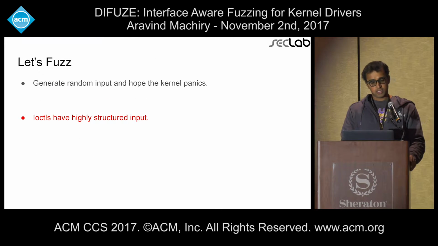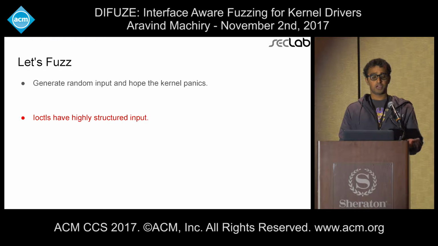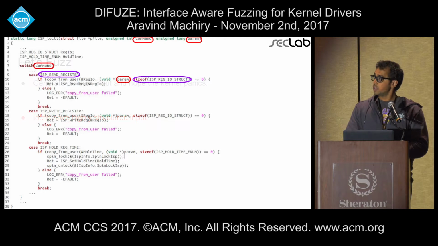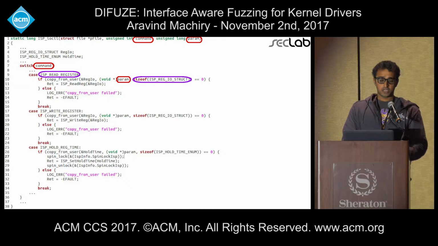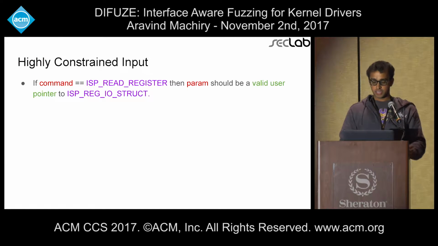Okay, let's fuzz. We can simply generate random input data to a driver and hope the kernel panics. However, this will not work because ioctls, as I showed in the previous slides, have highly structured input. Here, the command value has to satisfy the constraint that it has to be ISP re-registers, or else it will never reach the switch, and it will always just exit. So only then the param value will be used.